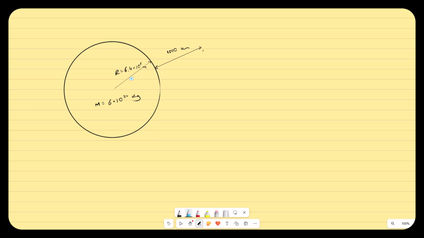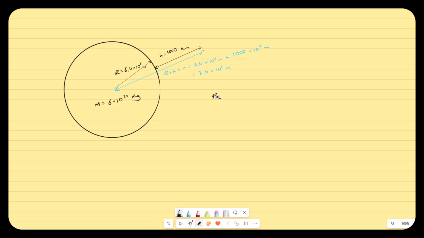So what I need for this is the distance from the center of the Earth to that location. If I call this thing my h, that's going to be r plus h, the distance from the center. So 6.4 times 10 to the 6th meters plus 1,000 kilometers, so 1,000 times 10 to the 3rd meters, which is the same as 1 times 10 to the 6th, equals 7.4 times 10 to the 6th meters. And then I just have to plug in.